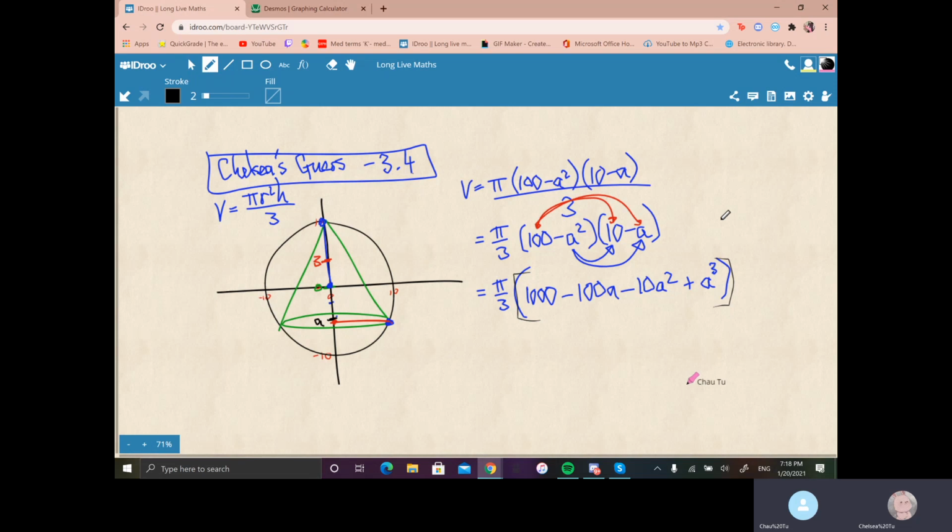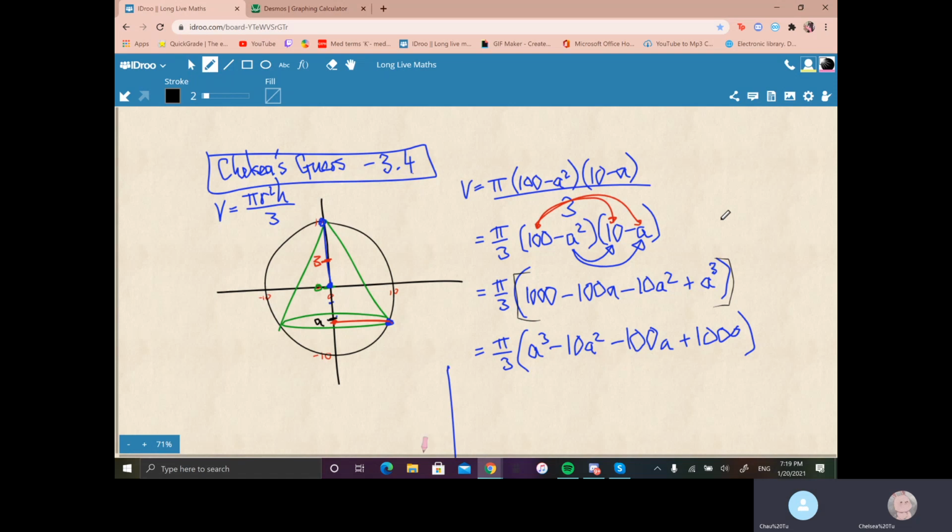Anyway, so now, Chelsea, I'm going to rearrange this because I know you're going to start flying the way it's. So it's going to be a to the power of 3, minus 10a squared, plus 100a, plus 1,000. That's much happier now. Okay. What is this graph?